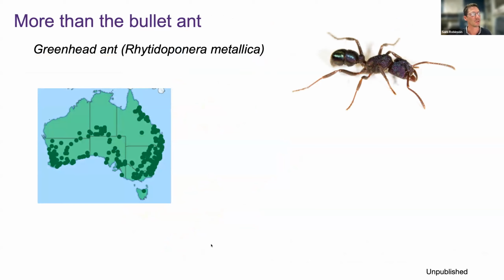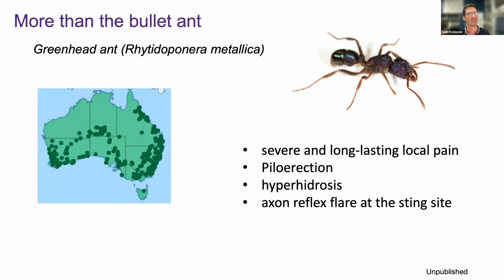That's one of the most widely distributed ants in Australia. If you have a grass lawn here in Brisbane, you have greenhead ants in it, and they own it. You don't own your lawn, the ants own your lawn. But anyway, stings from these ants can sometimes cause severe, long-lasting pain. They cause some other weird things like piloerection, which is just goosebumps, and sweating or dampness at the sting site, and a really well-defined axon reflex flare at the sting site, indicating that your neurons are activated.